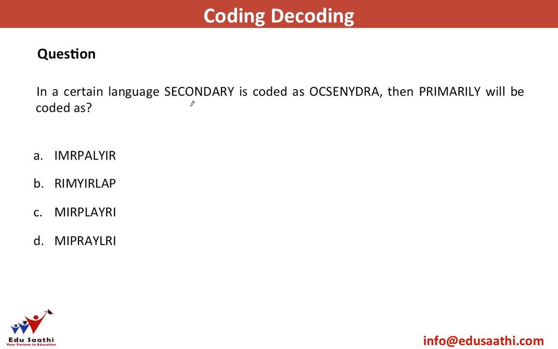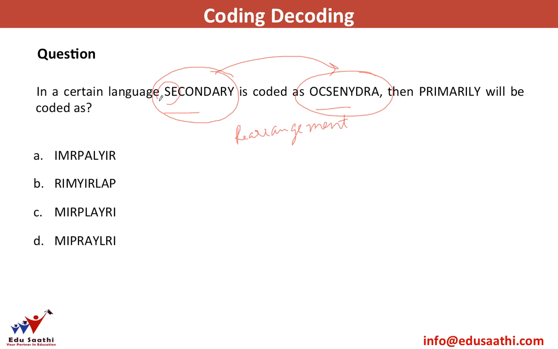So let's look at the second question here. The word secondary is coded as this. Now what I see here is that secondary, the alphabets here and the alphabets here are the same. So this is a question on rearrangement. So now we just have to find out how they are rearranged. What I'll do is I'll look at SC here, the first two alphabets, and look at SC here. They haven't changed their relative positions, but their positions have changed. So I have N here, N remains same.